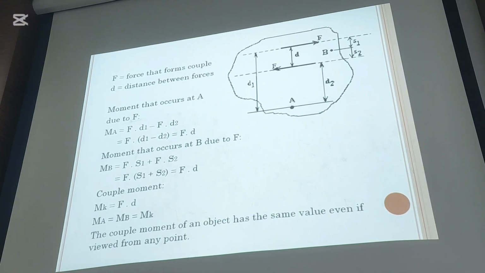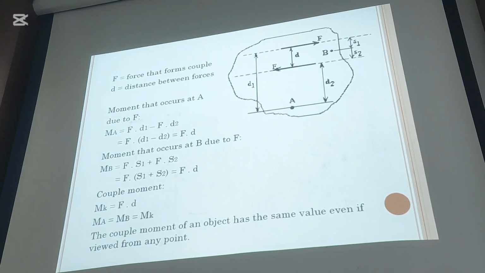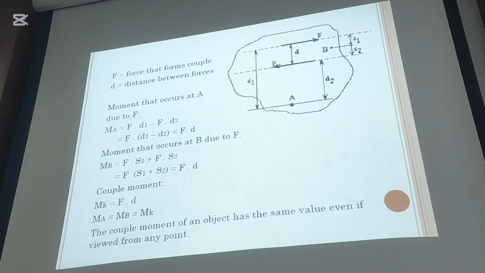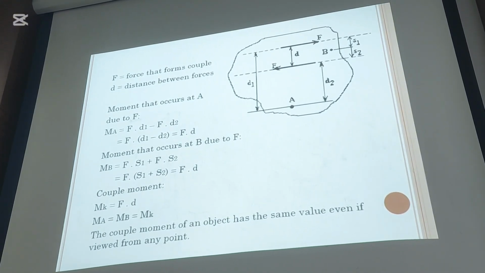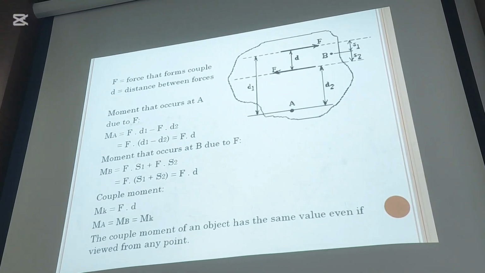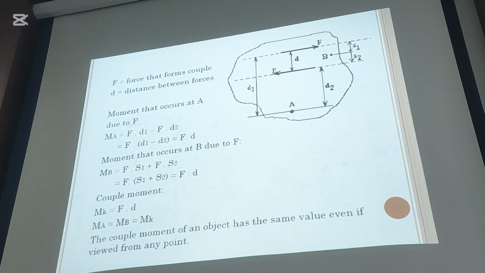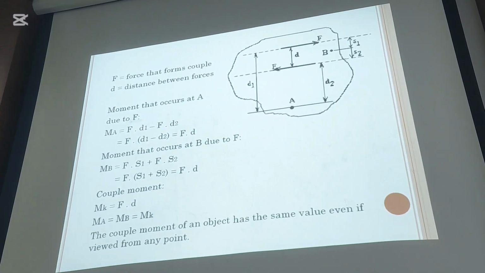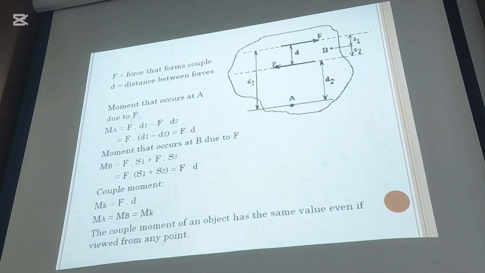So couple moment is F multiplied with D in this case. MA is equal to MB is equal to the couple moment, or any point. That's a couple moment. It should have the same value even viewed from any point. I mean that's the idea of couple moment, the principle.